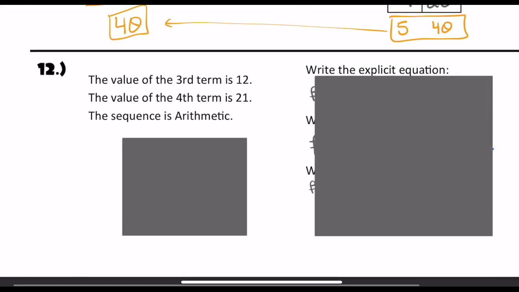This one's probably my favorite problem of them all. So the value of the third term is 12. The value of the fourth term is 21, okay? The big thing here, this sequence is arithmetic. So arithmetic means we either add or subtract. So it's always good to use a table when you're given some information like this.